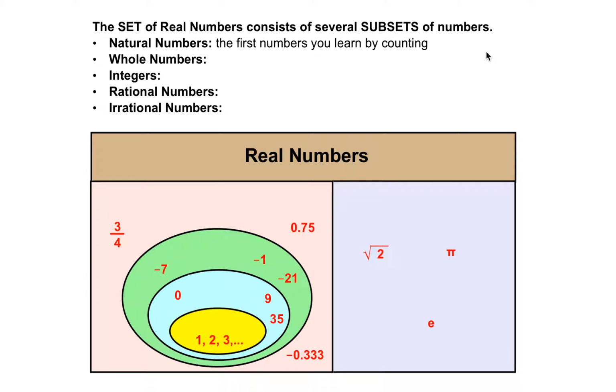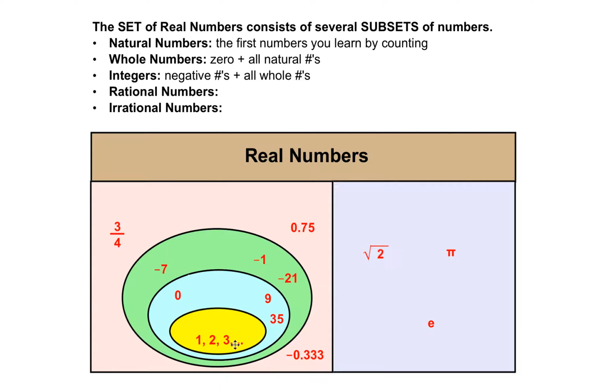The next number system, or subset of numbers, is the whole number system. The whole numbers include all of the natural numbers, but you add the number 0 to that. From the whole number system, we move out one more layer, one more ellipse here into the green layer. That number system includes all of the natural numbers plus 0 in the whole numbers, and then it also includes the numbers to the left of 0, or the negative numbers. So all of the positive and negative natural numbers and 0 are called the integers.